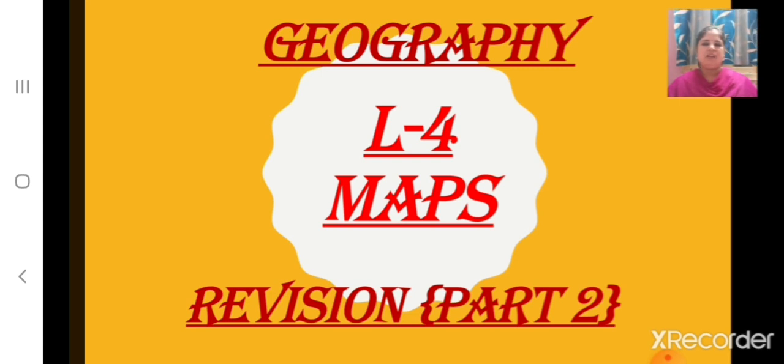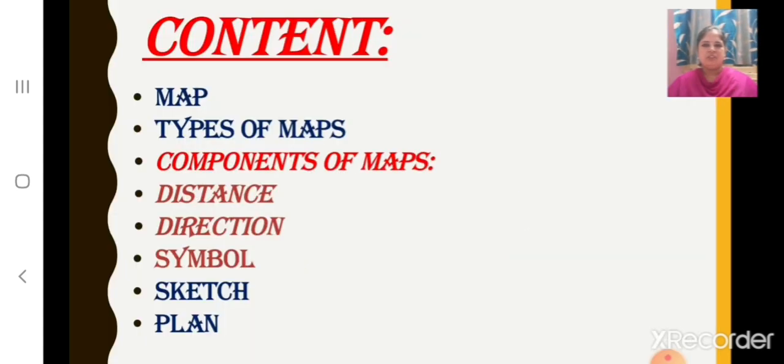Lesson number 4, maps. Children, in this lesson we have already revised about map and different types of maps. But children, today we will revise about components of maps, that is about distance and direction. We shall revise the third component of map, that is symbol, in our next class. And also what is sketch and what do you mean by plan. We shall revise that also in our next class. So children, now let us begin with our revision.